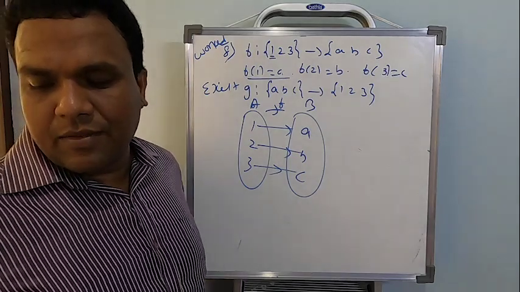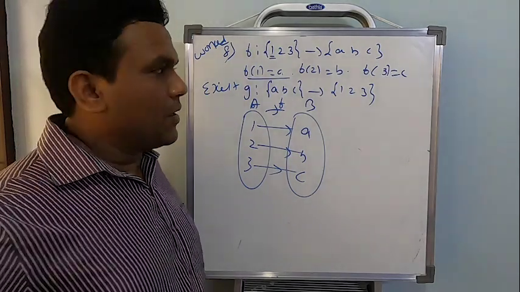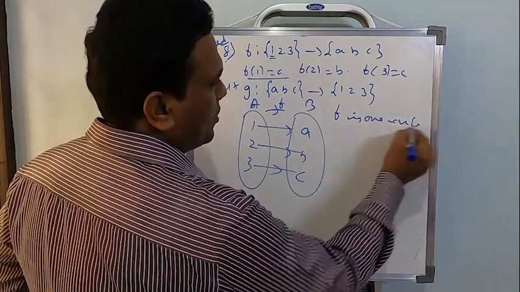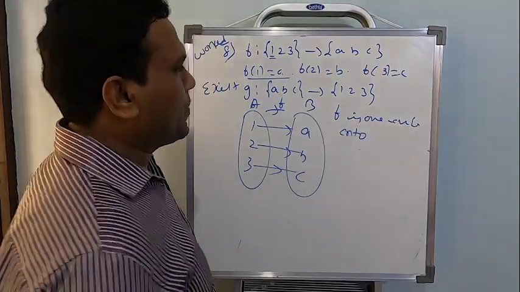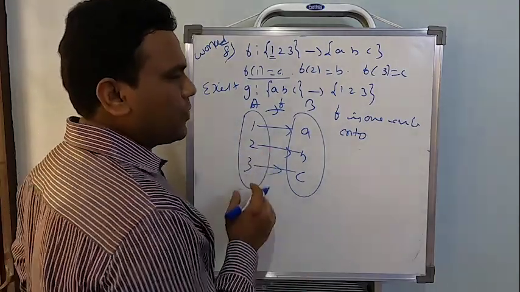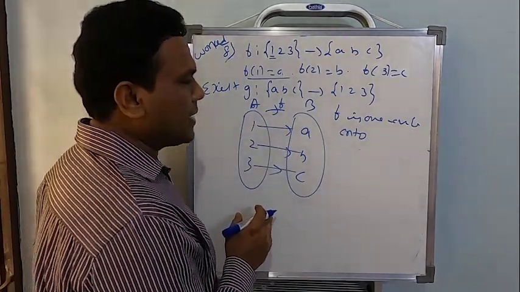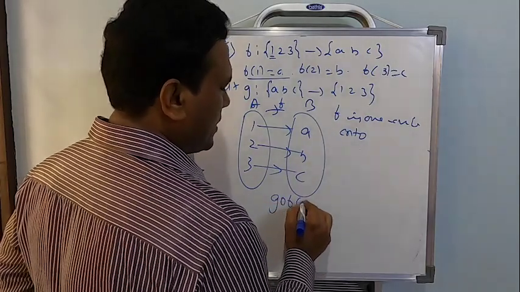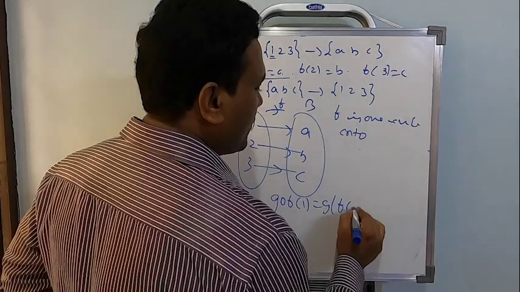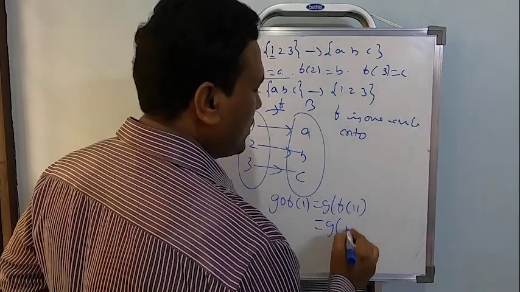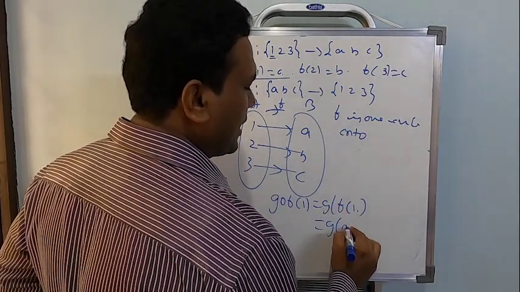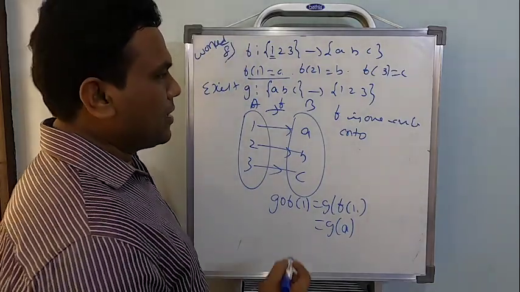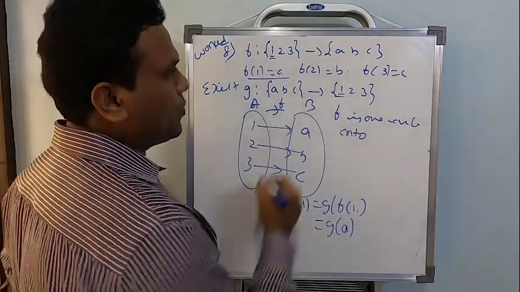But what they said is the given function f is one-one and onto already. Fine. So if f is one-one and onto, we can see it even by the diagram. So let's find out g of f. g of f of 1. Now f of 1 will be equal to a. So what will g of a be equal to? Now, g of a will certainly be equal to 1.